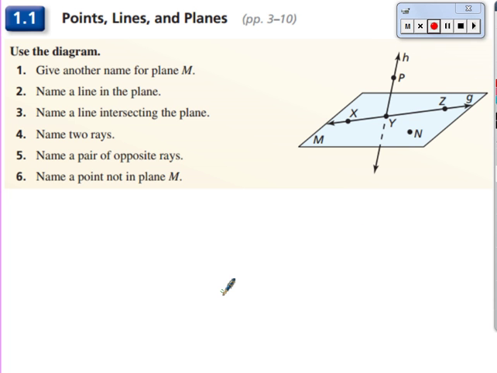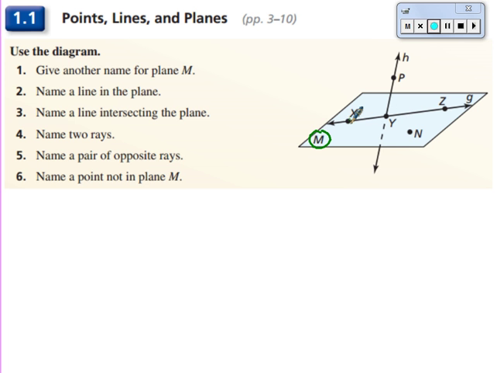We're going to start with the first lesson. Your assignment, by the way, was on page 56, numbers 1 through 22 all. Alright, so first lesson, we have a diagram here and it says give another name for plane M. So the M in the corner over here, that's the way that they're naming that plane. So if you're going to name it another way, you need to pick 3 points that are in that plane that are not in the same line.